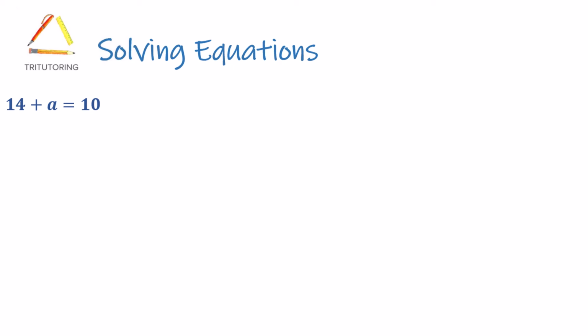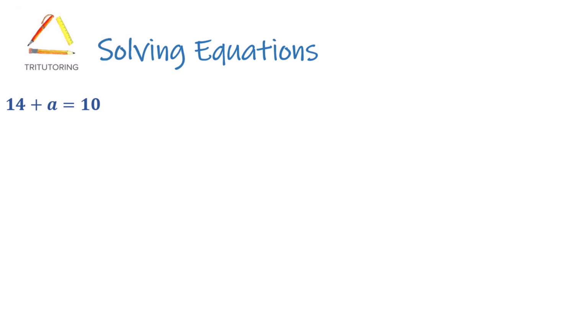For the first equation to practice, I have 14 plus a equals 10. My variable here is a, so my goal is to isolate the a, which means I want to get it by itself. Now, if there are multiple steps or several terms to move, then I would want to work my way closer to that variable. In this case, there's only one term with the a. I have 14 plus a.